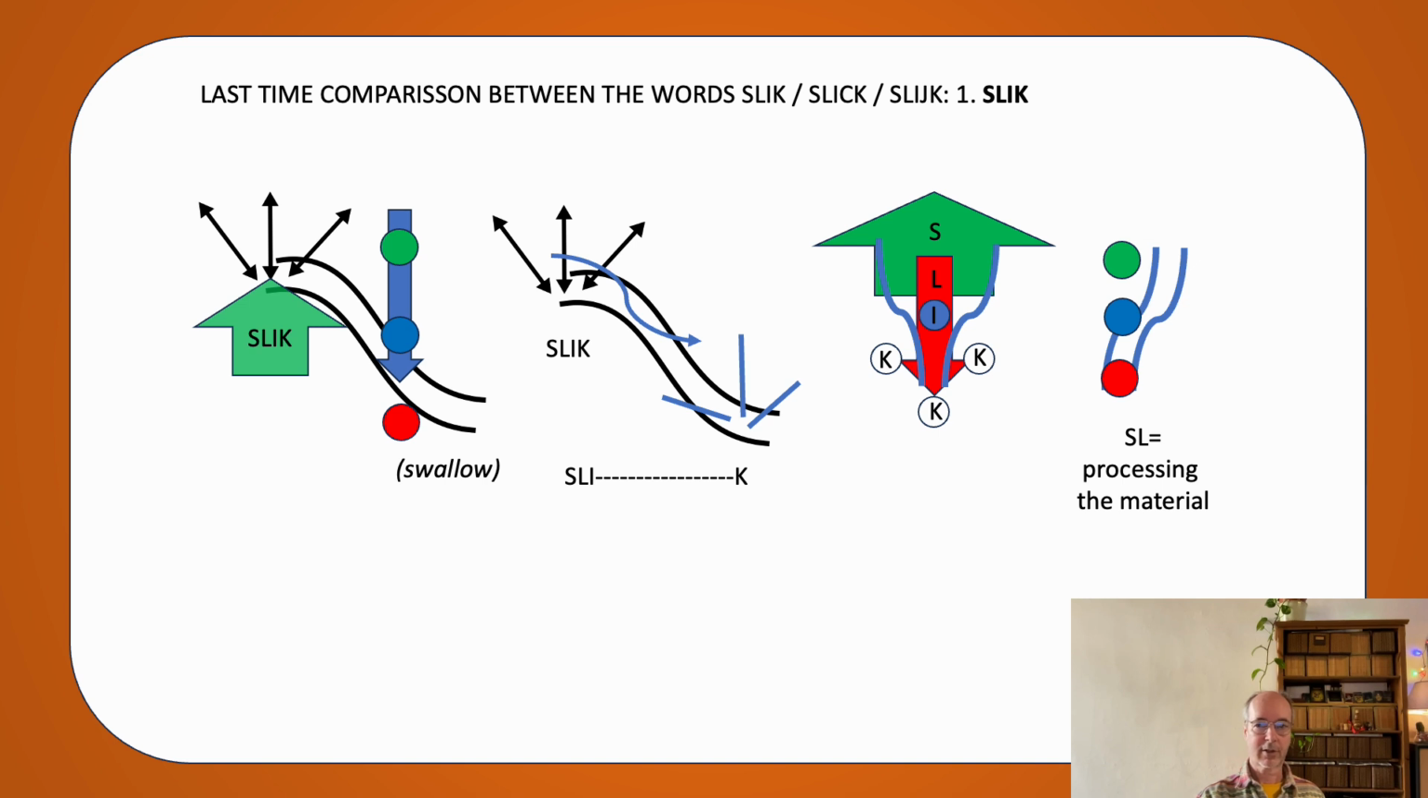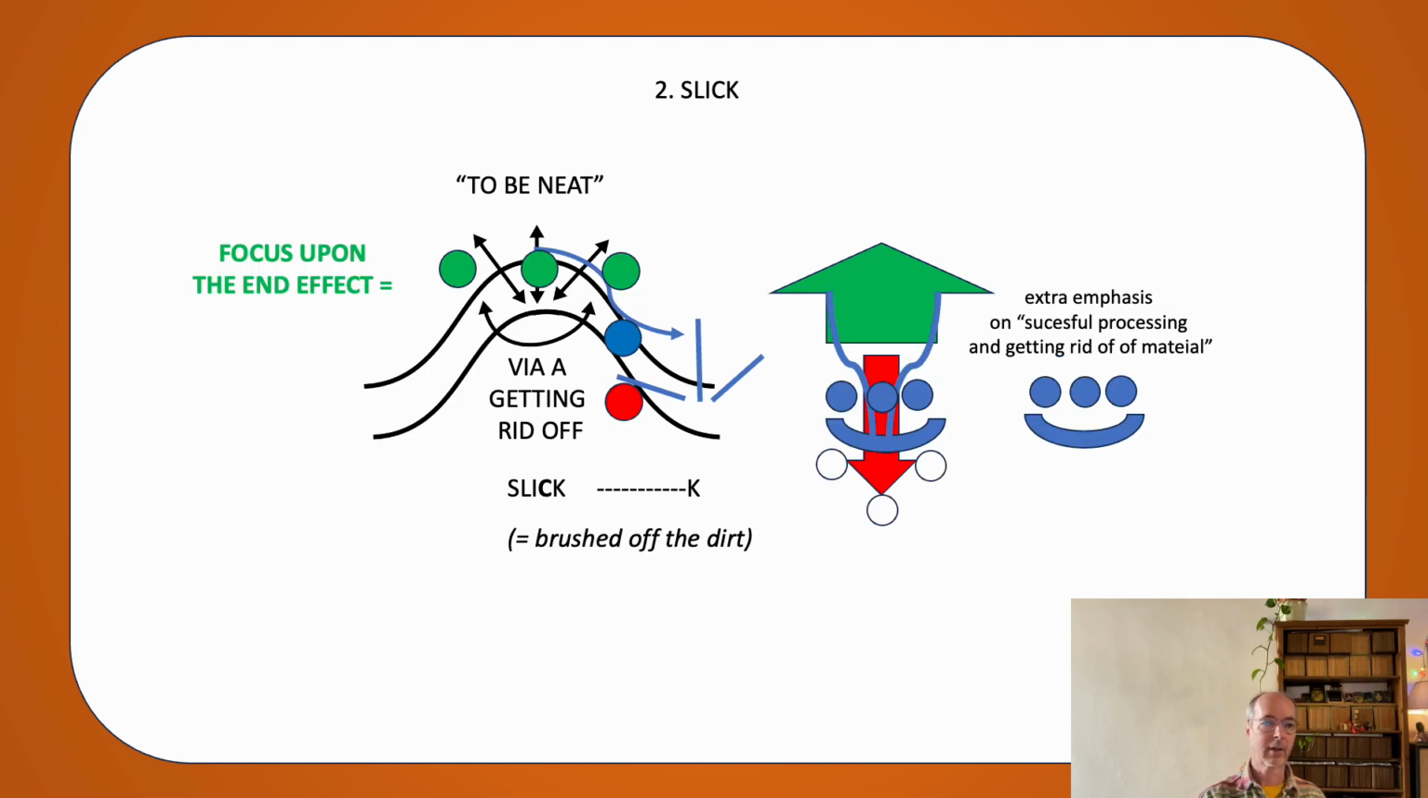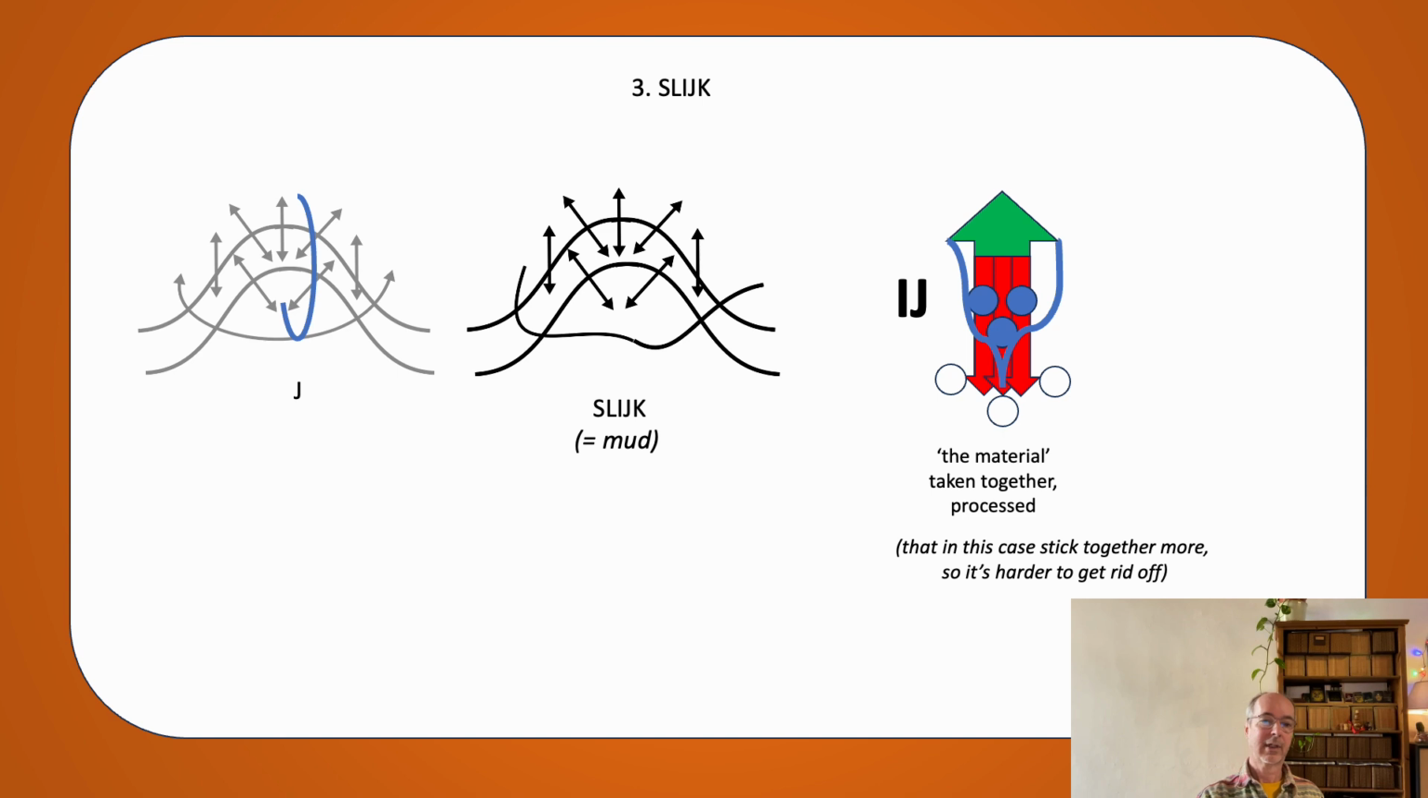So just a last time comparison: SLIK as the swallow, we focus on what we can process of the material. SLIK with CK, we focus also on the end effect, but it's because we got rid of the material. SLAK is this material itself. It's trying to separate and it's trying to hang together, because it's more or less in between.